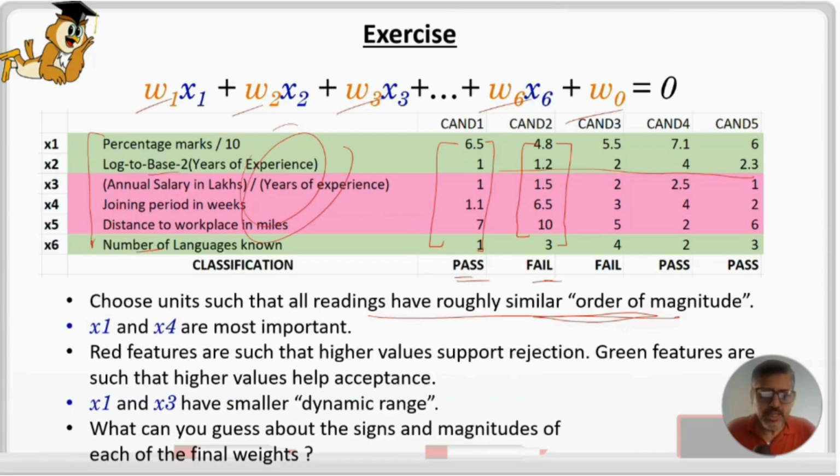I want you to generate data where x1 and x4 are most important, right? So I want you to generate data where, let's say, the recruiter gives excessive importance to the percentage of marks and the joining period. He wants people with high percentages who can join quickly to get special weightage, right? I have colored some of these variables as red.